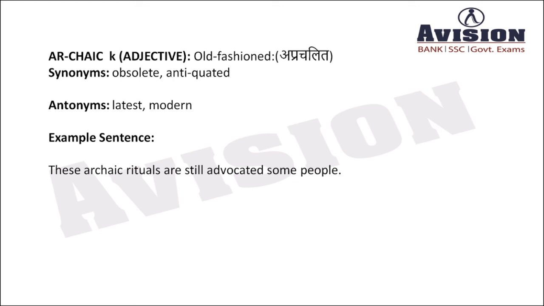It is archaic. Remember, while learning vocabulary we learn root words, and this word starts with A-R-C-H, arc. Arc means old, famous, not famous, very old. So arch rivalry, arch rival, arch enemy means old enemy, old rival like this. Archaic means something that is old-fashioned. The synonyms can be obsolete, antiquated. Obsolete means something that is not in use. Antonyms can be latest, modern, you know very well. An example says, these archaic rituals are still advocated by some people.